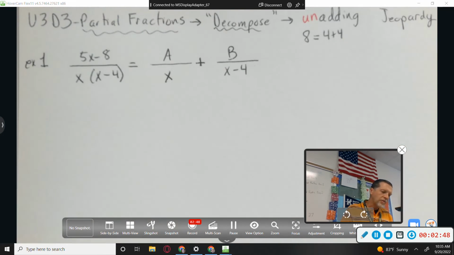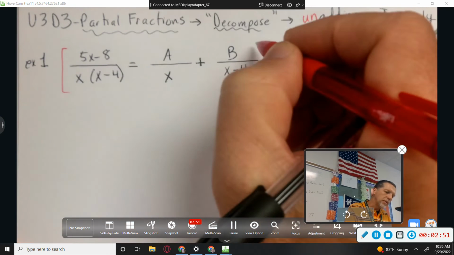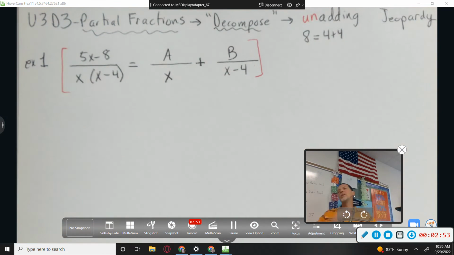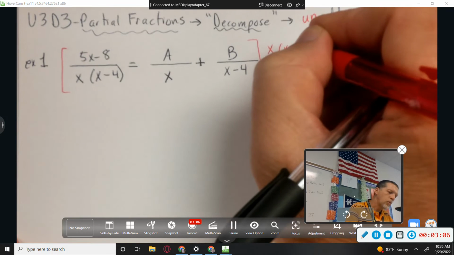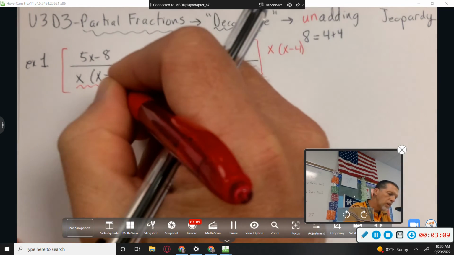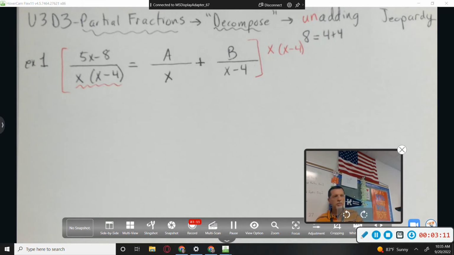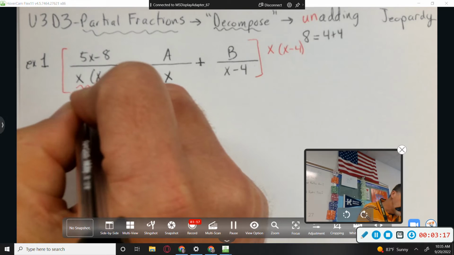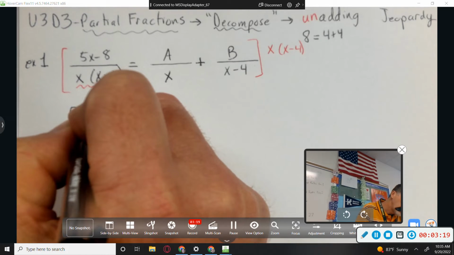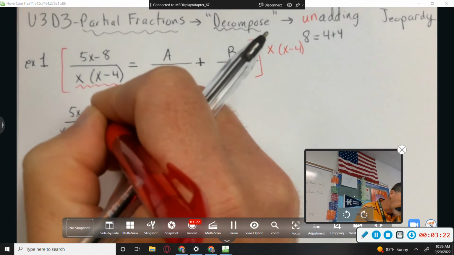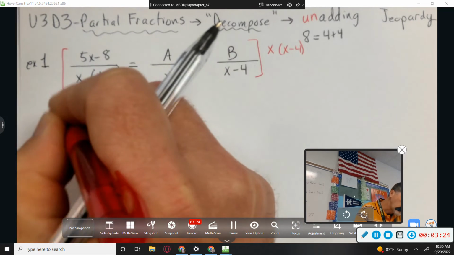Now, I don't like all the fractions in there, so it would be nice if I could multiply by something that would make all of the fractions go away. What could I multiply by that would cancel out all my denominators? Just x and x minus 4. And by the way, it's always whatever the original denominator was, multiply both sides by that. So each term, I'm going to multiply by x and x minus 4.